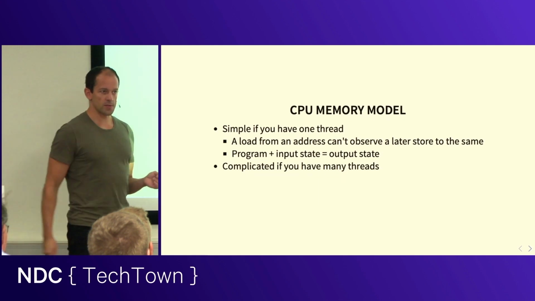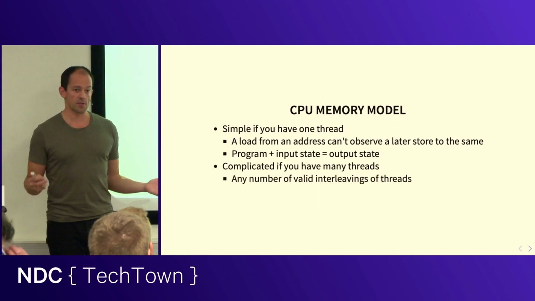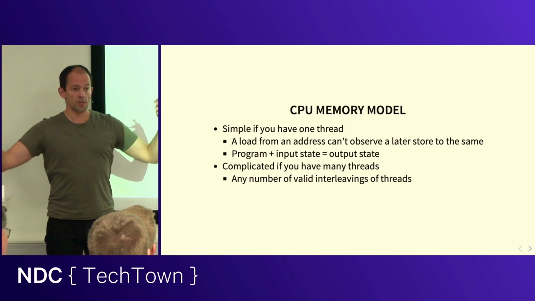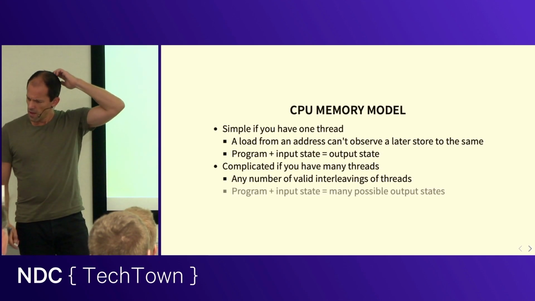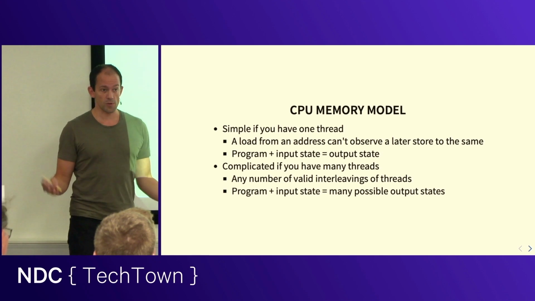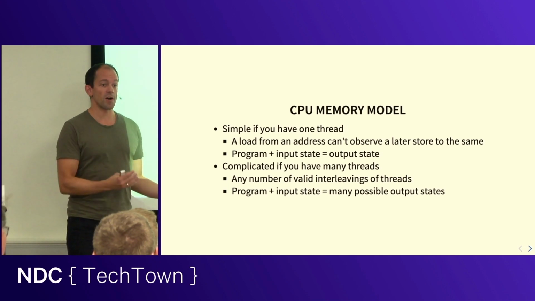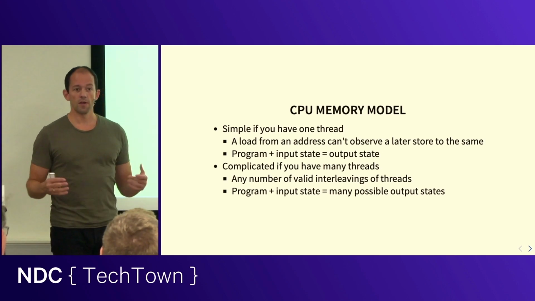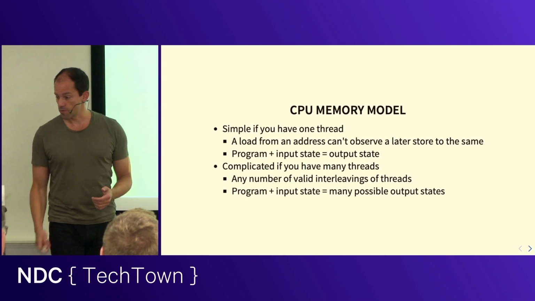If you have many threads, it's more complicated because you can have any valid number of interleavings of the threads. So if you have two threads that write to a variable and a third one that prints it, it depends on which order the threads ran in. So you have a program, some input state, and many possible output states, depending on the order of the threads. But you also have a lot of invalid output states. So what the memory model says is which of these possible output states are actually okay according to the memory model.